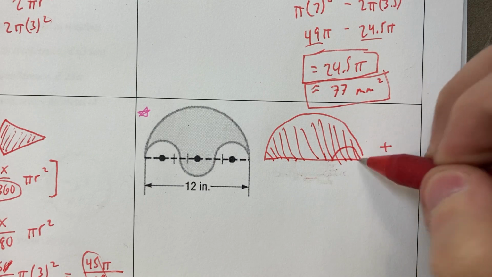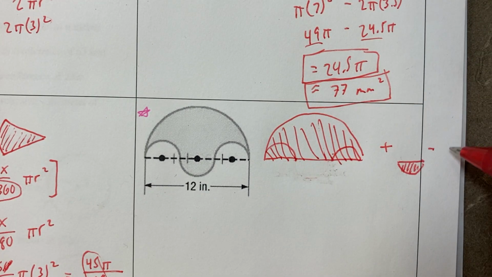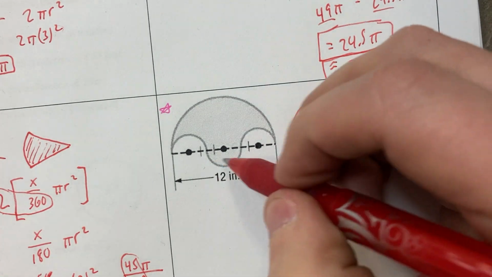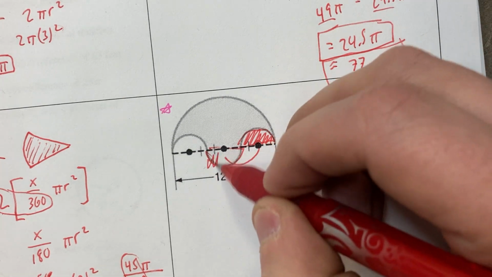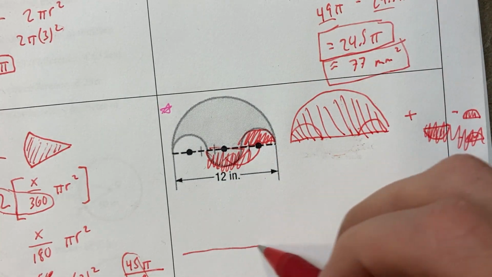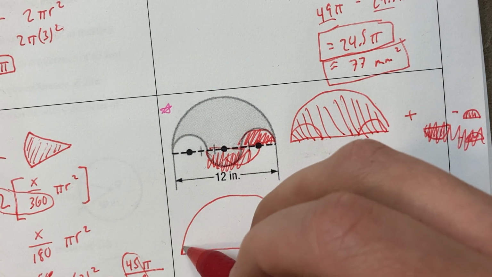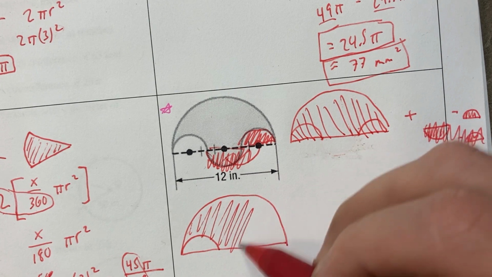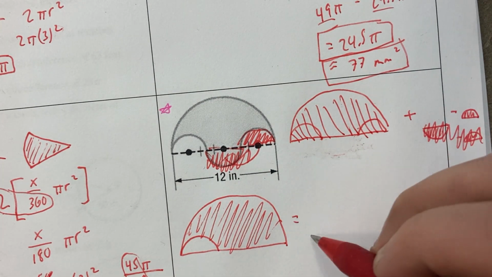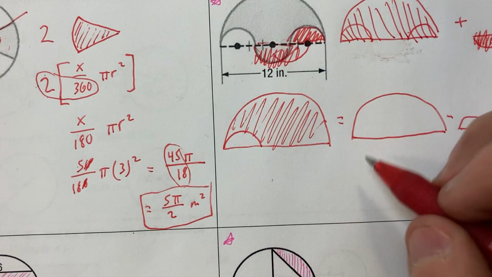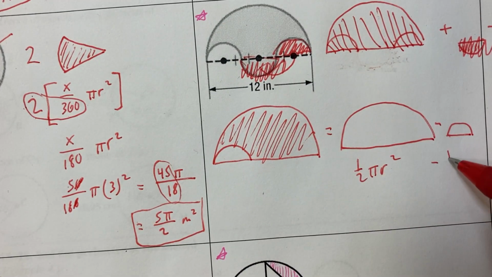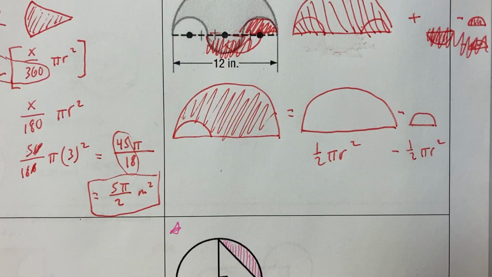And then you have to subtract these things. You have to subtract these two little half circles. So you have to subtract that, and you have to subtract that. Now, these would cancel off. So really, this area right here fills in this area, doesn't it? So you don't even have to worry about this. These two would have the same area. So think of it as a half circle minus a little half circle. So a half circle, this is half pi r squared, minus half pi r squared.